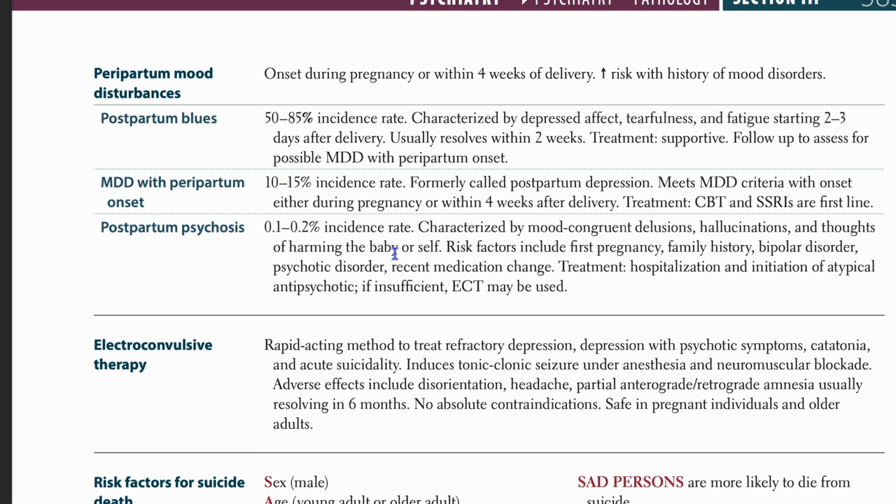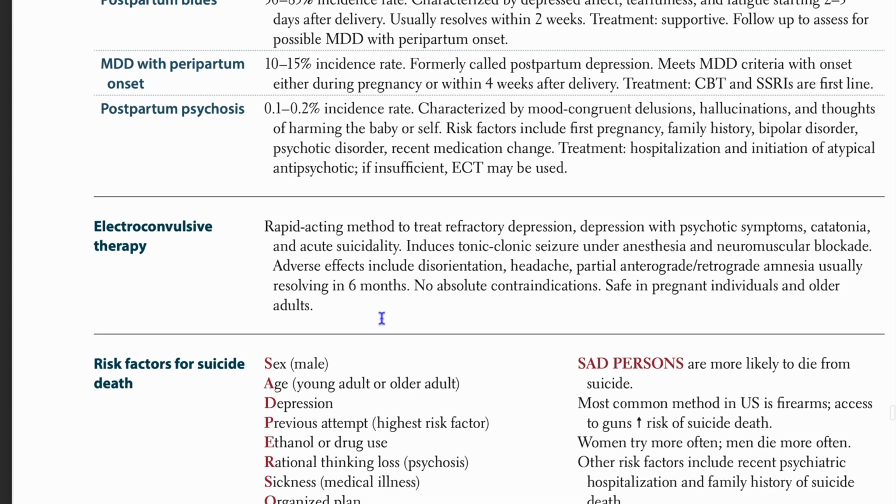Okay, so this is how they will word it for psychosis. Okay. Risk factors include first pregnancy, family history, bipolar disorder, psychotic disorders, recent medication changes, hospitalization and initiation of atypical antipsychotics. If insufficient, ECT may be used. Okay.